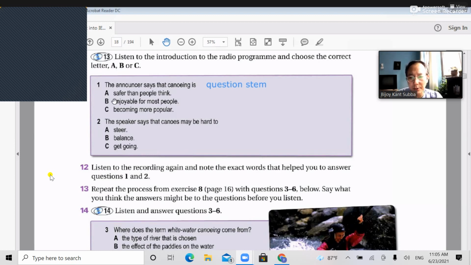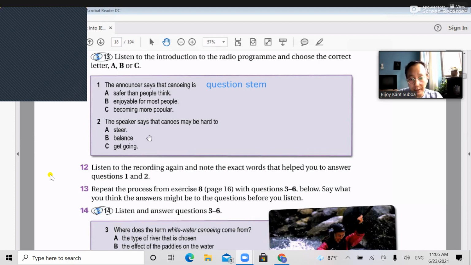Sorry. Number 1, it should be C. Becoming more popular. Enjoyable for most people, I know. I'm sorry, I'll have to change this answer. Number 1, it's got to be C. Enjoyable for most people. Okay, the word enjoy is mentioned, but it's getting more and more popular. Yes, sir. Because more people are taking up the sport.